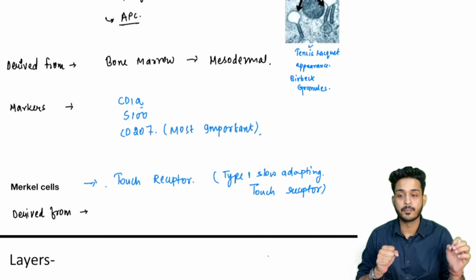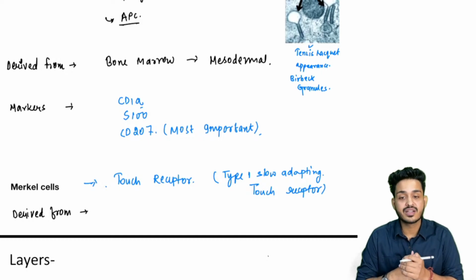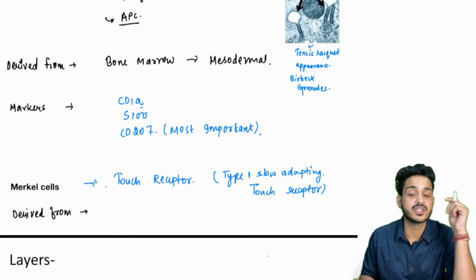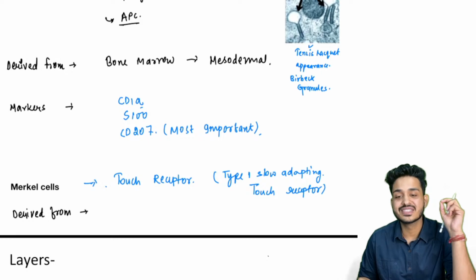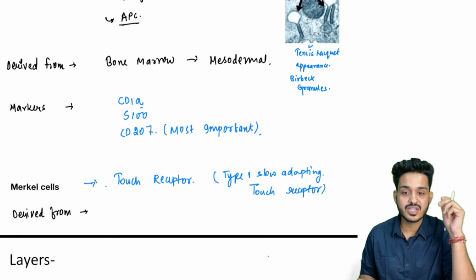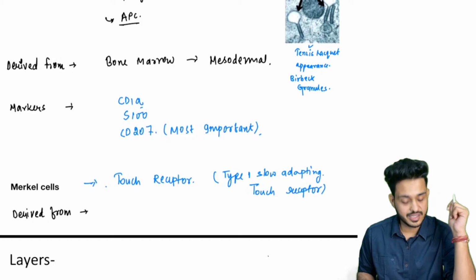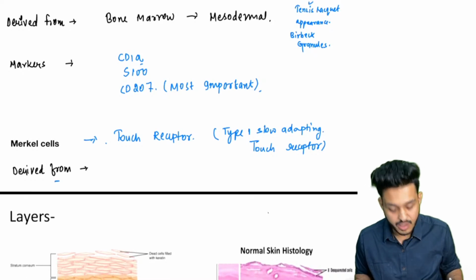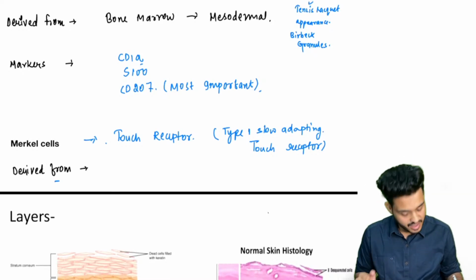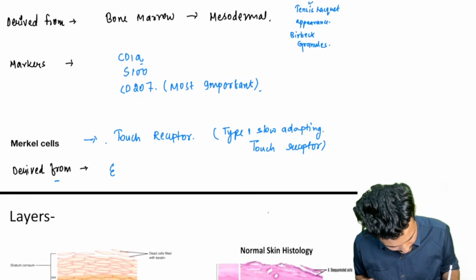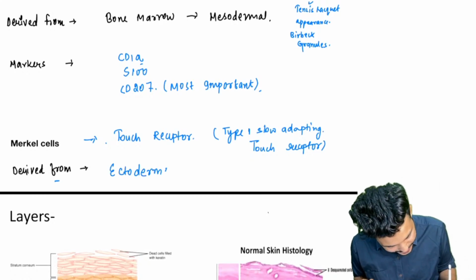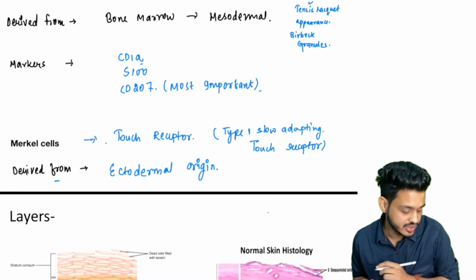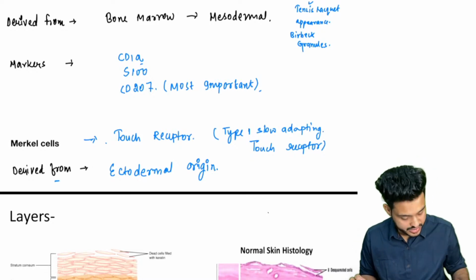One question from physio. These Merkel cells are present in, so we have already seen these are present in the epidermis. One more thing: where are Meissner's corpuscles present? Till then you answer in the comment section. Till then we are looking at where Merkel cells come from. Which layer do Merkel cells come from? Again, these are ectodermal in origin. So they are also having ectodermal origin.